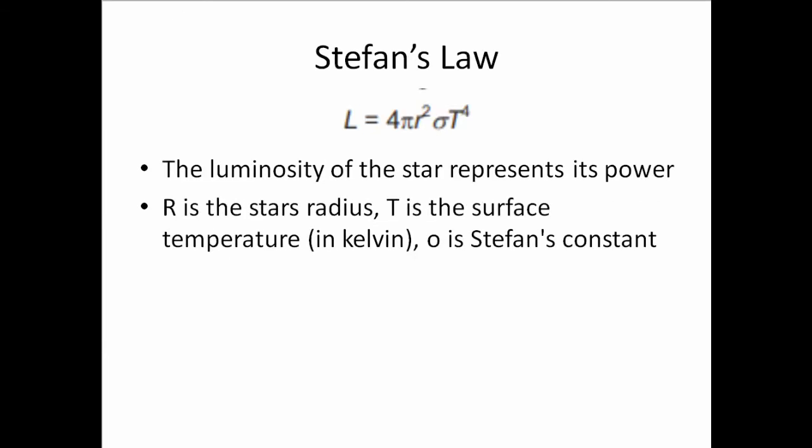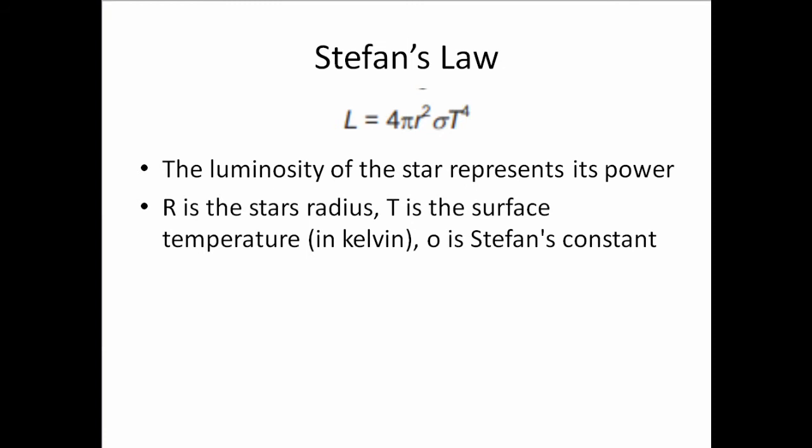In addition to this, in a similar sort of frame, we have Stefan's law, and what we need to know for this is that luminosity is the amount of energy a star emits per second, r is the star's radius, T is the surface temperature in Kelvin, and sigma is Stefan's constant, and this all produces an equation. So luminosity is basically proportional to the temperature to the power of 4.